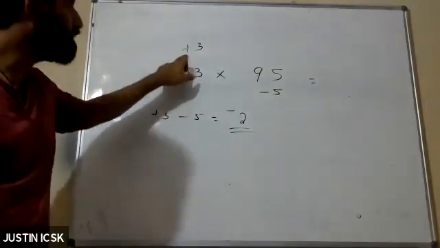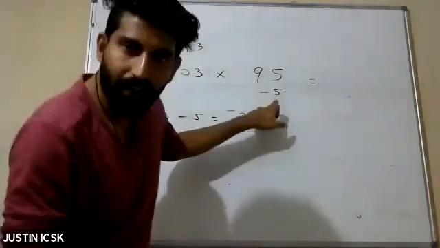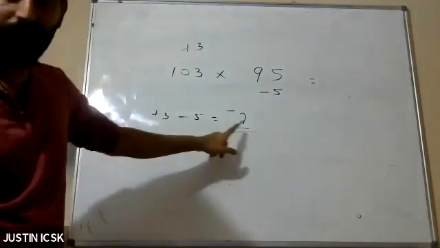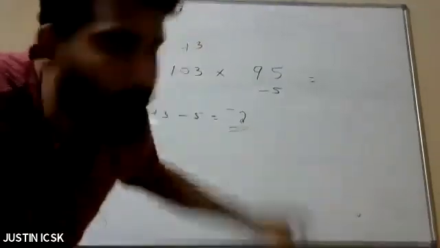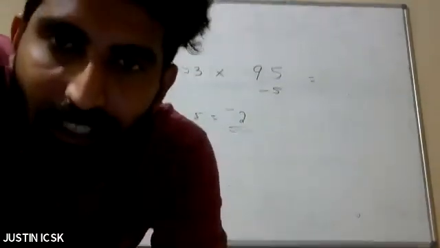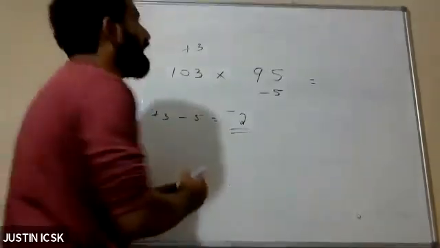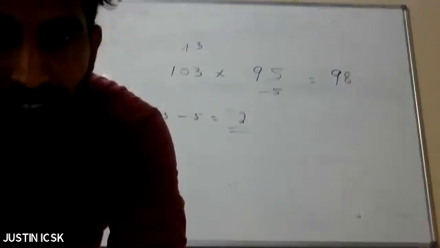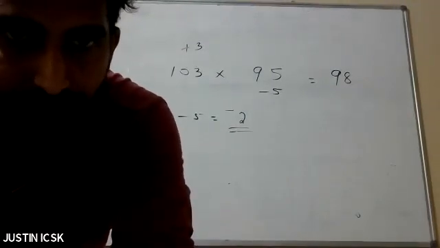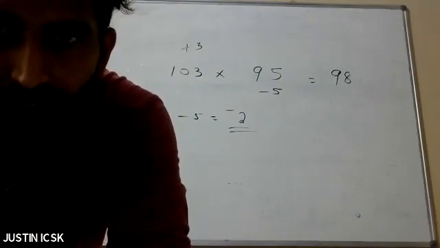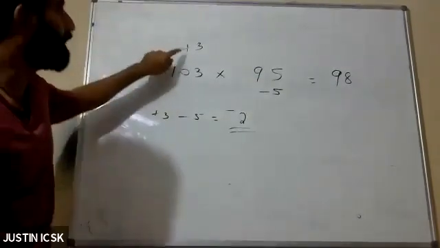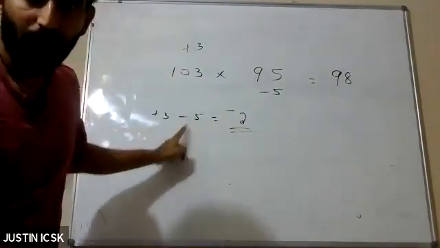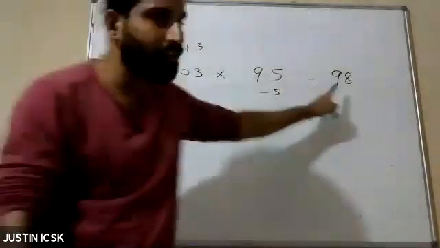So first step is, we will write here plus 3, we will write here minus 5. Different sign means we will subtract. So plus 3 minus 5 is minus 2. So obviously minus 2 means we will write 100 minus 2, right? 100 minus 2 is 98. Okay. Any doubt? Say plus 3 minus 5, 3 minus 5 is minus 2. Okay, that's the right 98.